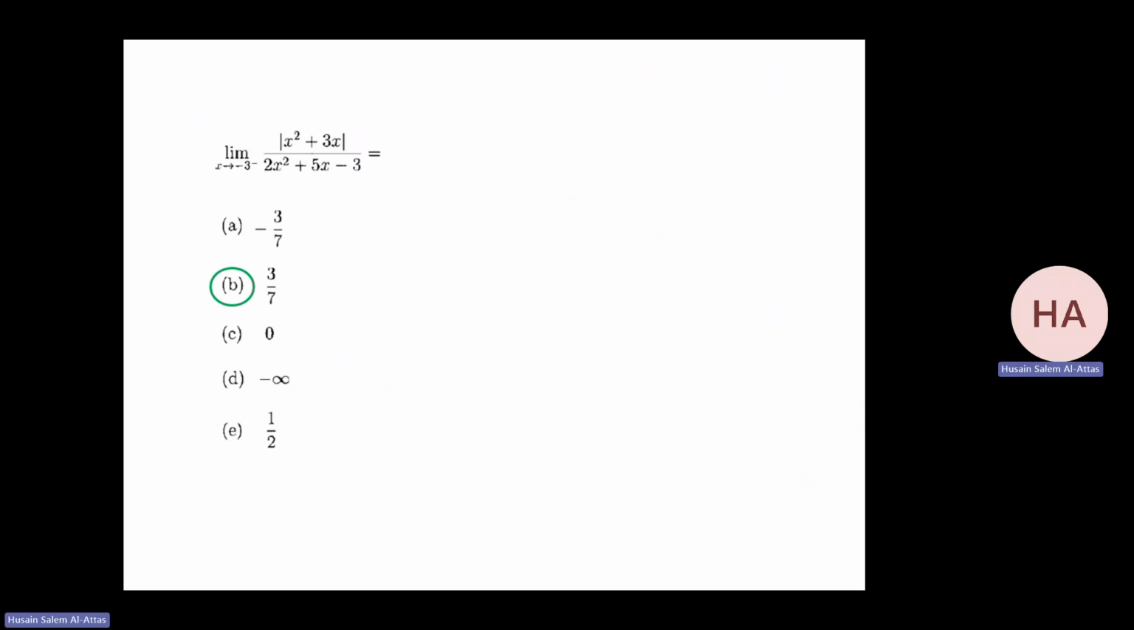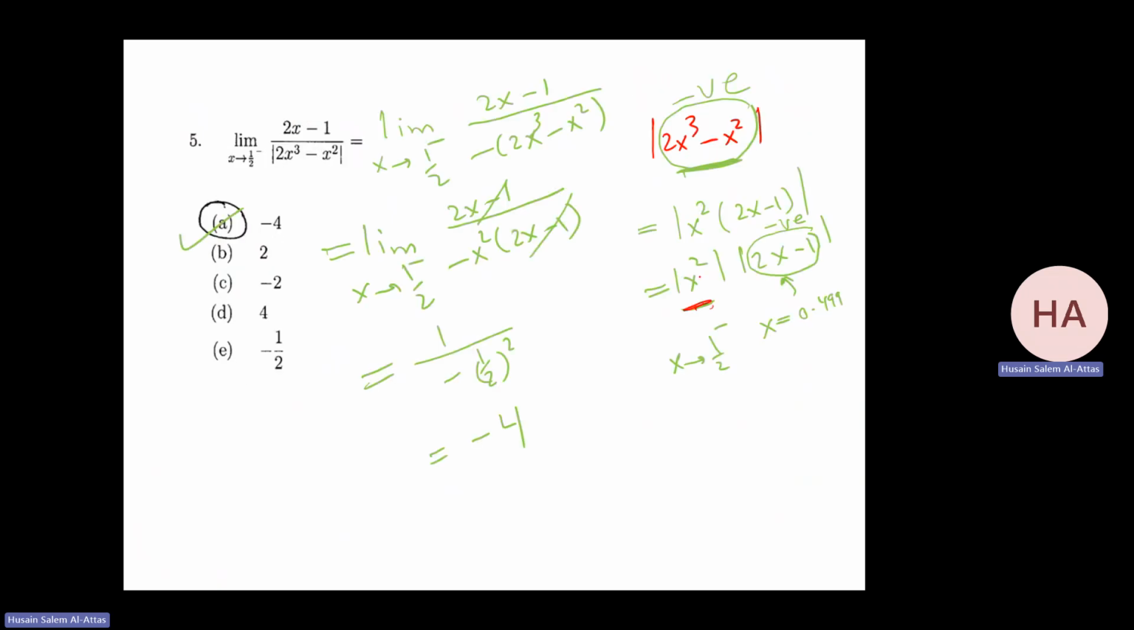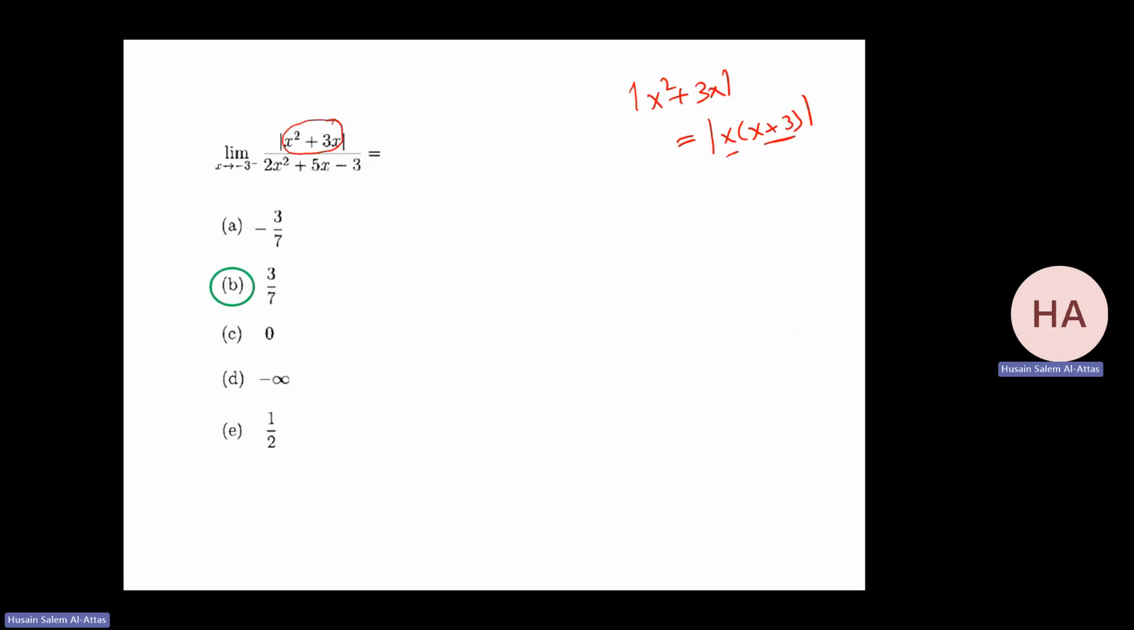This one, the same idea. It goes to minus 3 from the left. I need to check these things, positive or negative. Okay. I can do this. x squared plus 3x. And that absolute value x plus 3. Now, this will make a difference. This will make a difference. The previous one, since I have x squared, that always will be non-negative. But in this one, no. It will be either positive, either negative.